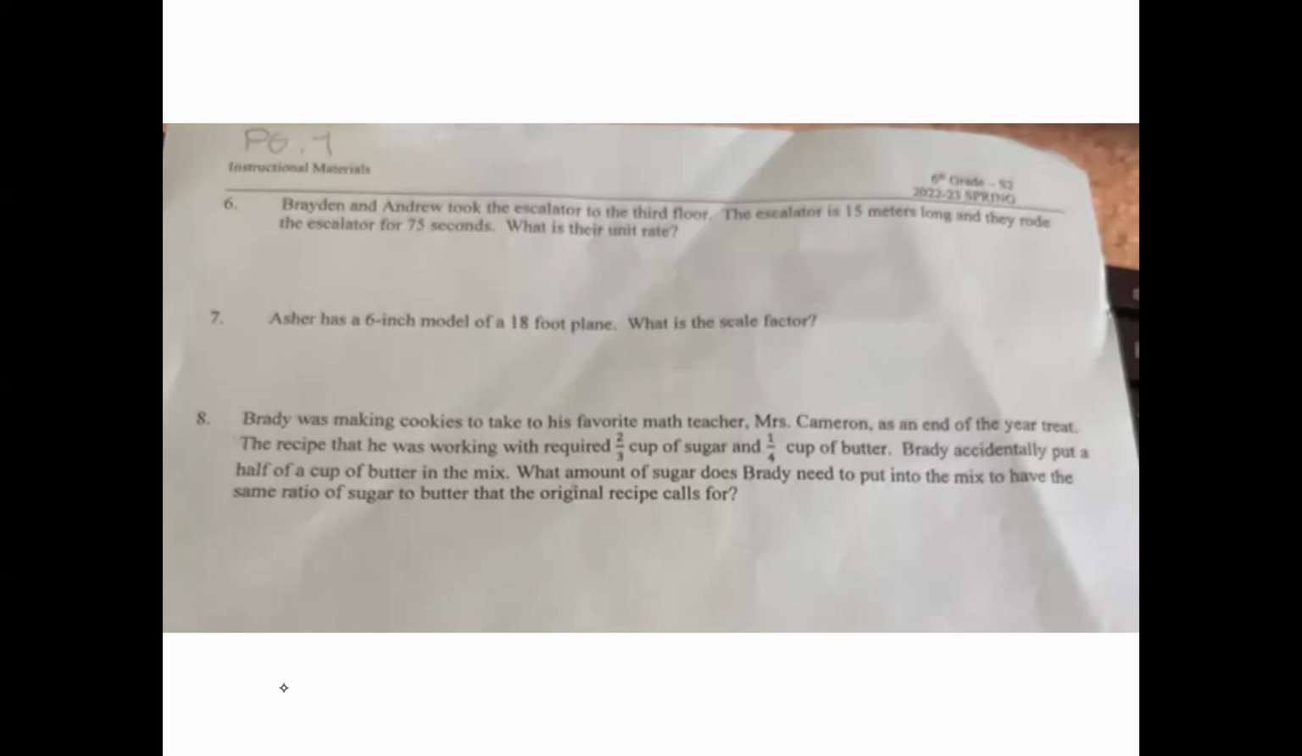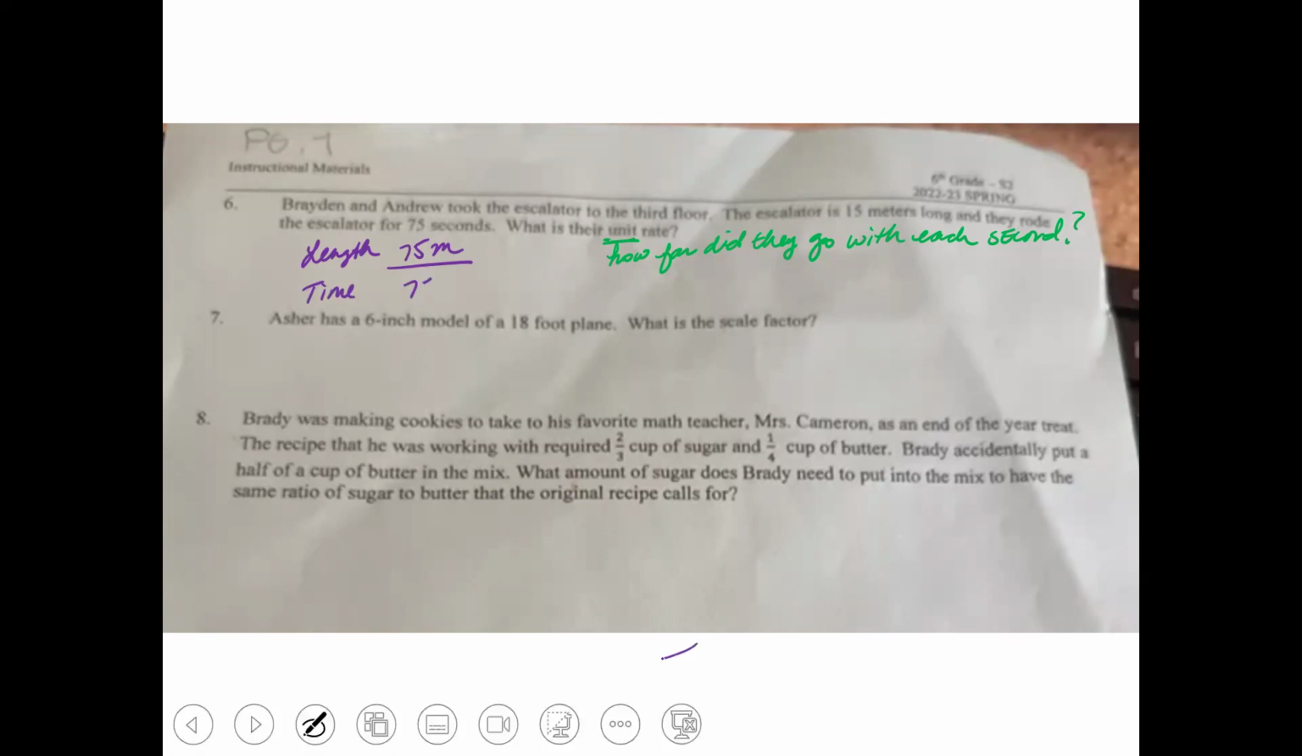Okay, so the unit rate is essentially what it's asking you: how far did they go with each second. Okay, so it's a division problem. So what we're gonna do is take the length of where they went, 15 meters, divided by the time in seconds: 15 meters over 75 seconds, right? So grab your calculator. What is that gonna give you?